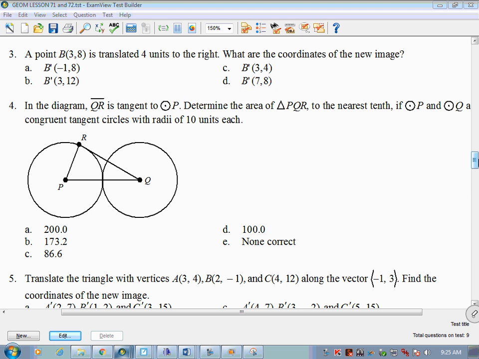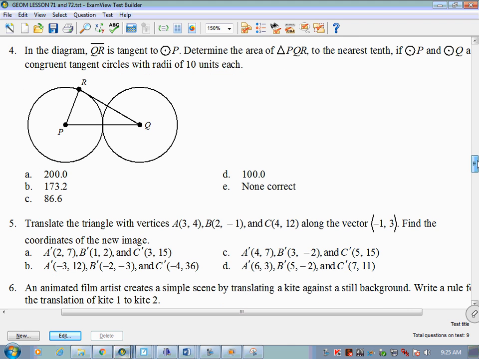Okay, we're going to switch gears and look at lesson 72, question number 4. In this diagram, QR is a tangent line, meaning it comes out here and touches circle P at exactly 1 point. Determine the area of triangle PQR to the nearest tenth if circle P and circle Q are congruent tangent circles with radii of 10 units each.